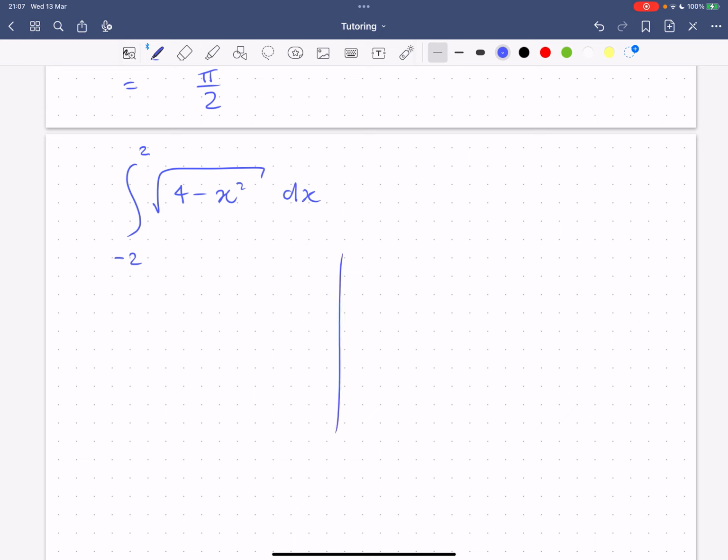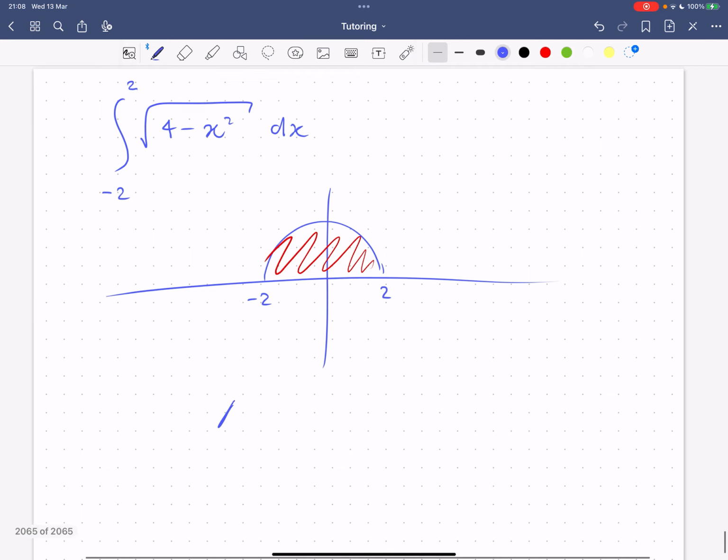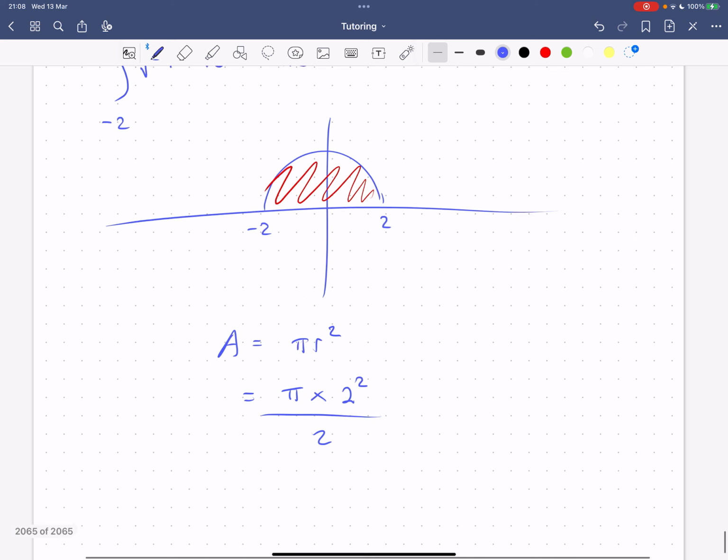So we're going to realise that this is a function of a semicircle with limits from the radius 2. So we just want to know the area of a semicircle from minus 2 to 2 of radius 2. So we want this whole area here. The area of a circle is pi r squared. So the area is pi times 2 squared divided by 2, which is 2 pi. And that would be our answer.